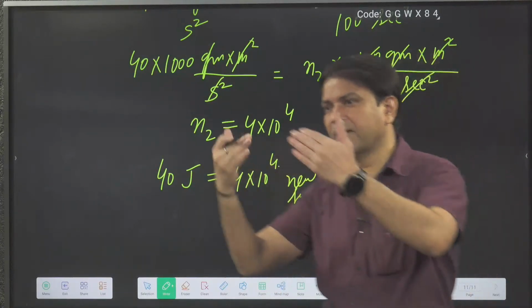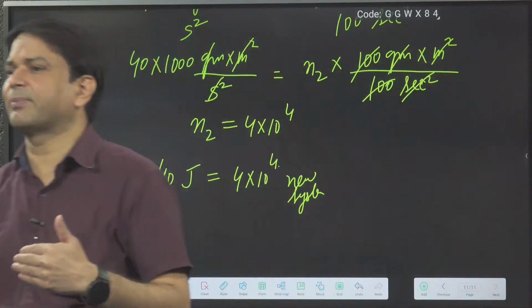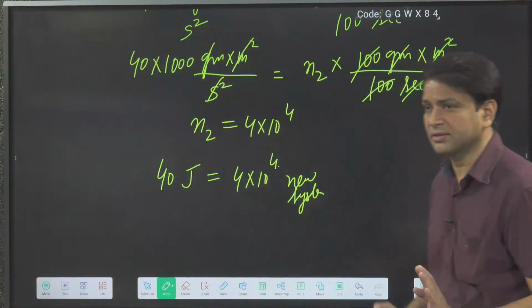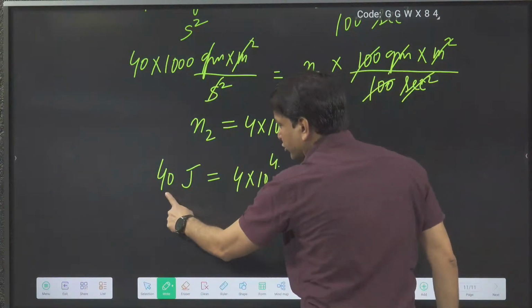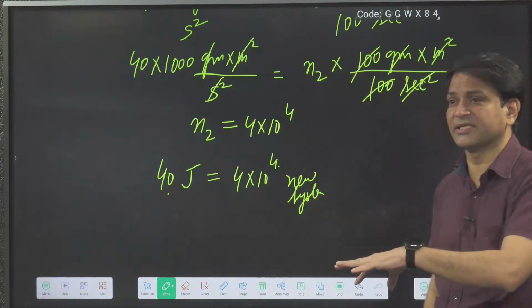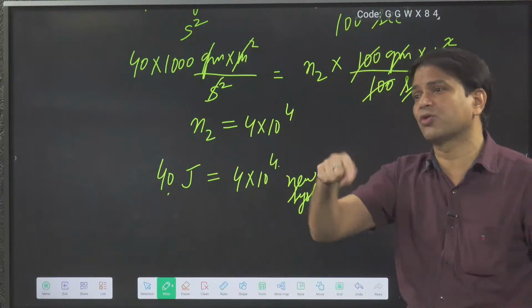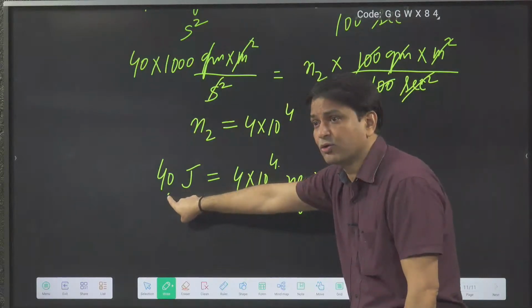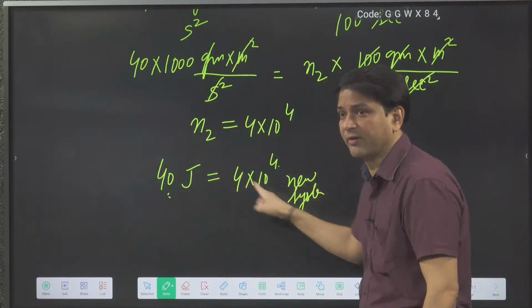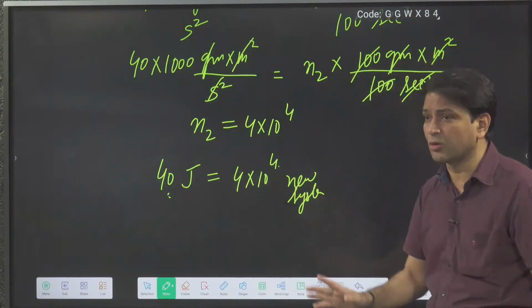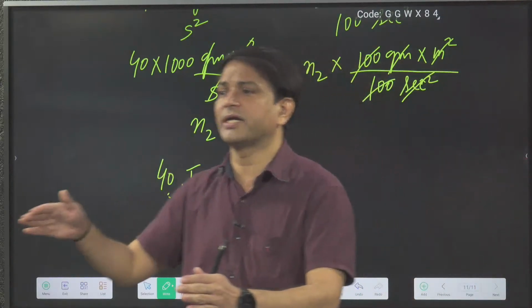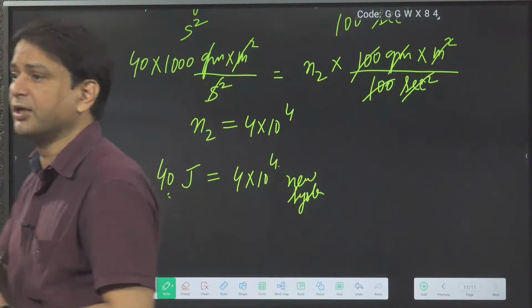If this type of problem is asked, write this first. After writing this, if I ask 1 joule is equal to how much energy in the new system, then I need 1 here. So I will divide by 40 on both sides. I will get 1000. So I can say 1 joule energy is equal to 1000 in the new system.